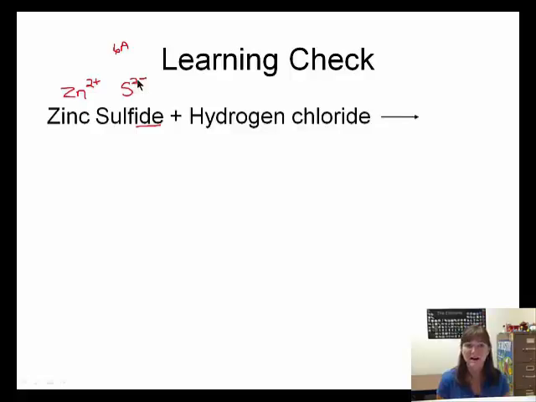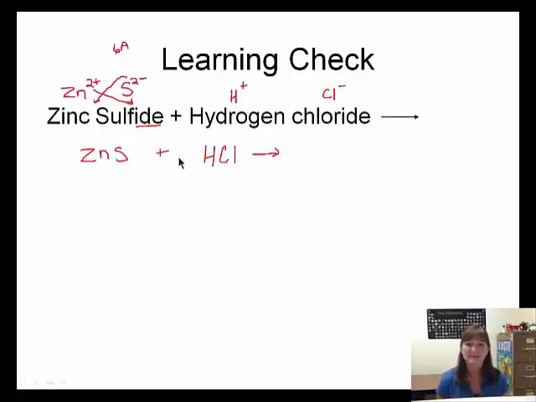Now when I cross, I'm going to bring this 2 down to be the subscript of zinc, but they're going to reduce. 2 and 2 reduces down to 1 and 1. So zinc sulfide is just 1 zinc to 1 sulfur. To do my hydrogen chloride, hydrogen is in the 1A family, chlorine is in the 7A family, so that's just going to be a 1-to-1 ratio. And I'm going to do an arrow.